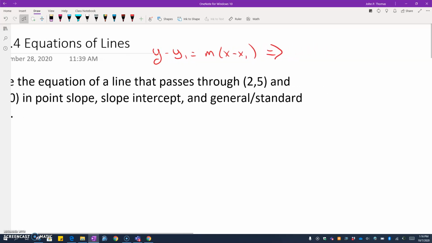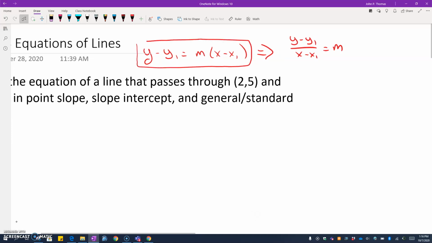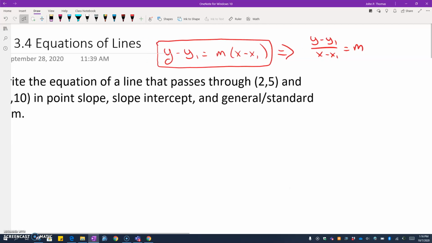So the key thing to remember here is if you just divided both sides by x minus x1, notice that you get y minus y1 over x minus x1 equals m. Alright, so this is really just a fancy way to write the slope formula, because a line is something where there's a consistent slope and there's a shared point that goes through it.